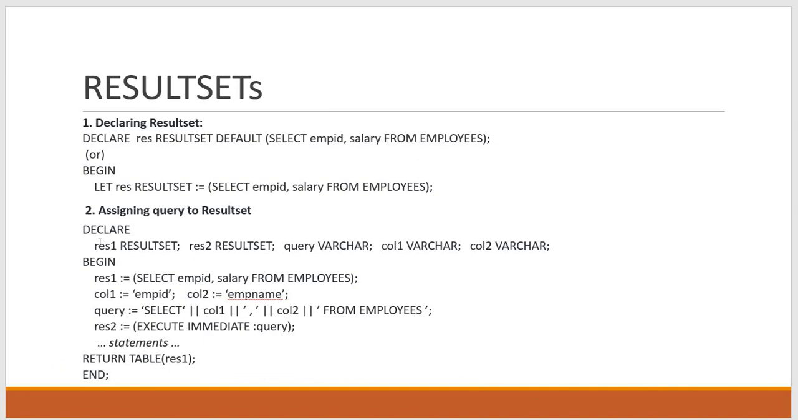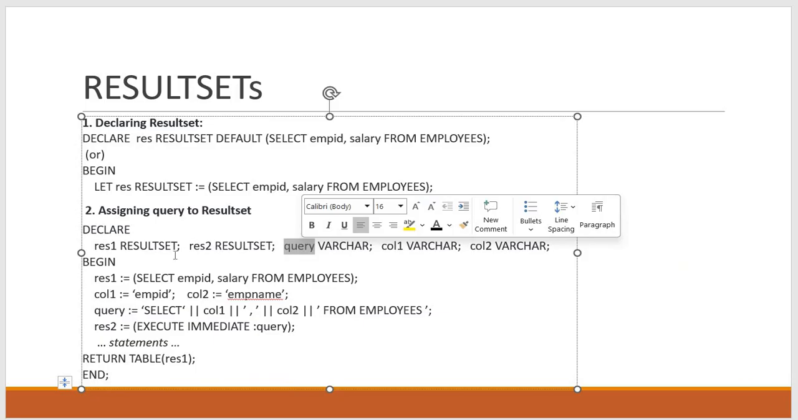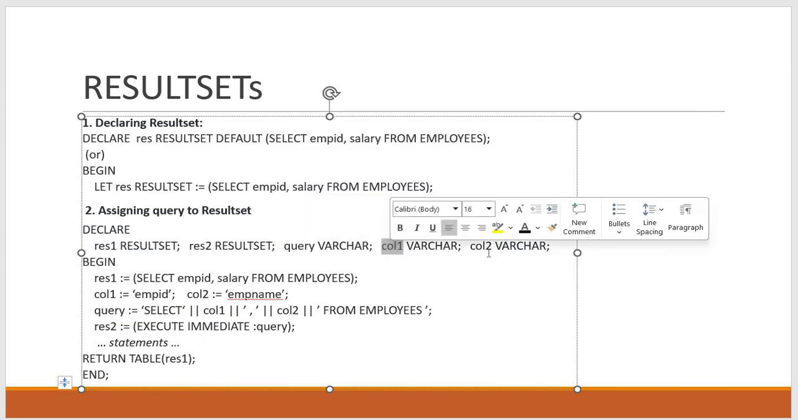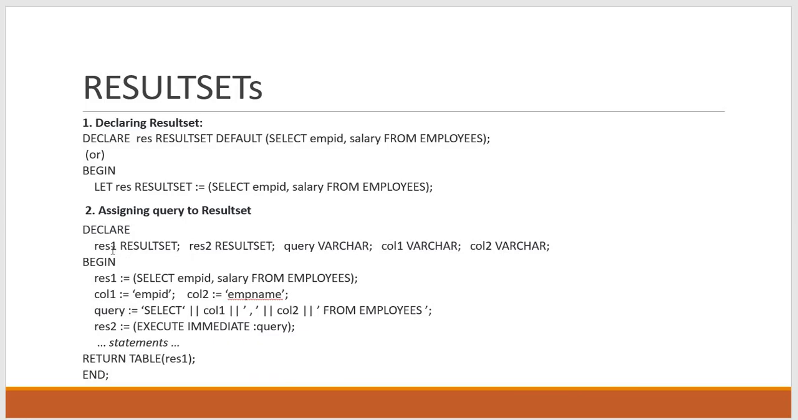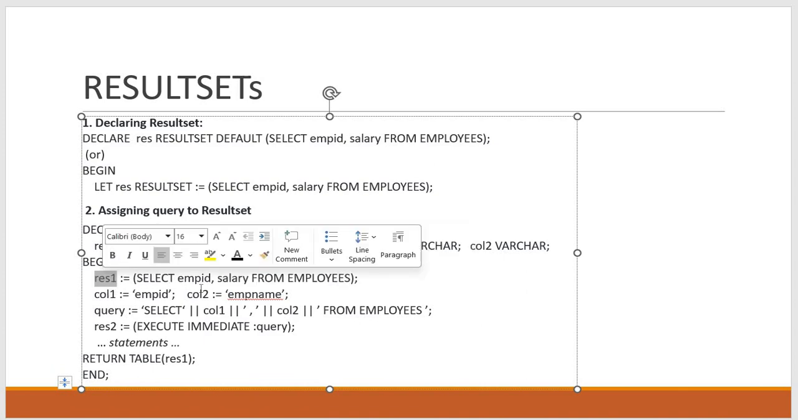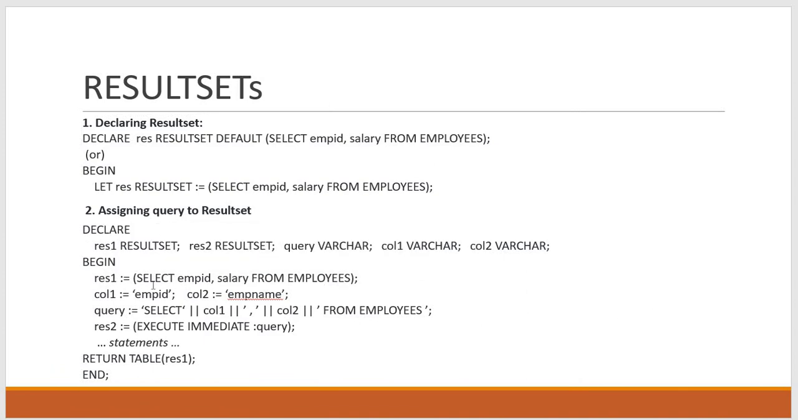Here I am simply declaring two variables, result set 1 and result set 2, both of result set type, and I have a query of varchar type. Result 1 and 2 are variables of result set type, query is of varchar type, and column 1 and column 2 are also varchar type. In the BEGIN section I am writing result 1 equals SELECT employee_id, salary FROM employees. Immediately this query will be executed and this variable will store the pointer to these results. It is very simple.